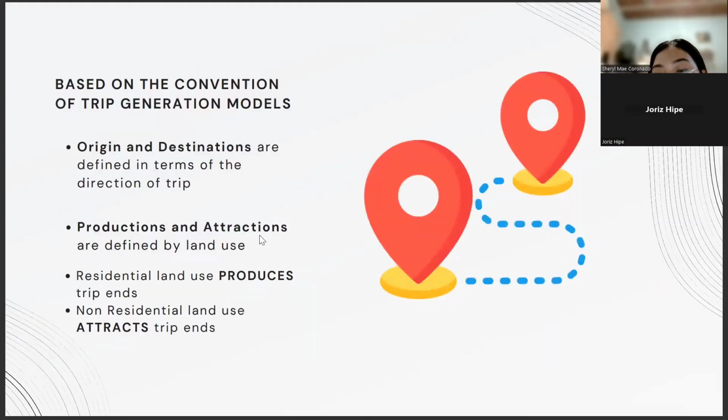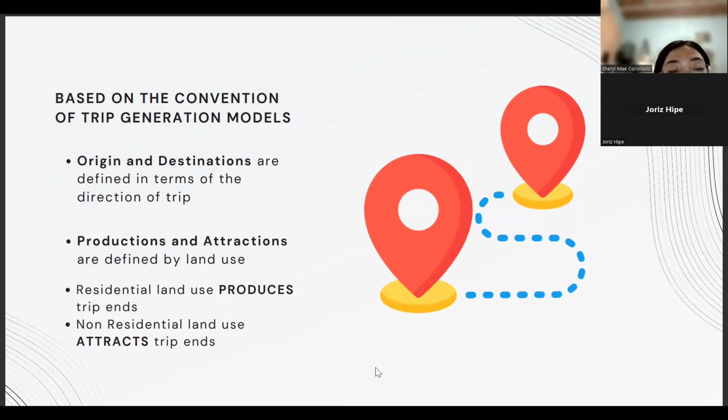Based on the convention of trip generation models, as I said earlier, origin and destinations are defined in terms of the direction of trip, and production and attractions are defined by land use. In productions and attractions, we have residential land use and non-residential land use. Residential land use produces trip ends, and non-residential land use attracts trip ends.